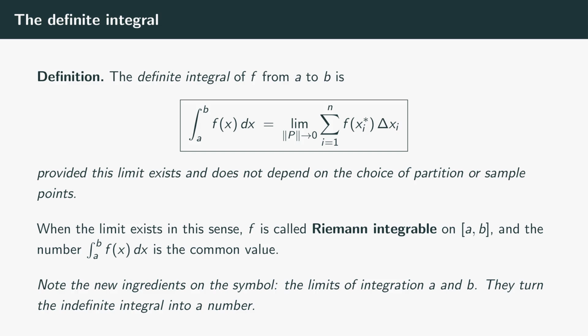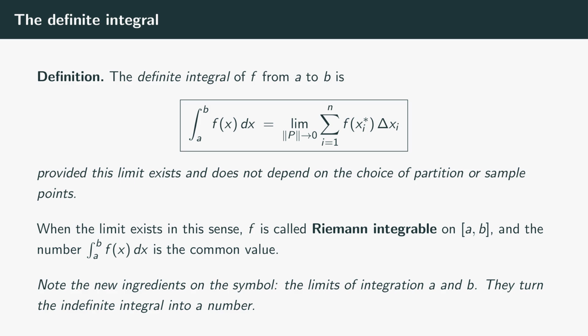Here is the central definition of the episode. The definite integral of f from a to b, written as the integral from a to b of f of x dx, is defined as the limit of Riemann sums as the mesh of the partition goes to 0, provided the limit exists and provided it doesn't depend on which partitions you used or which sample points you picked along the way. Both conditions are doing real work.